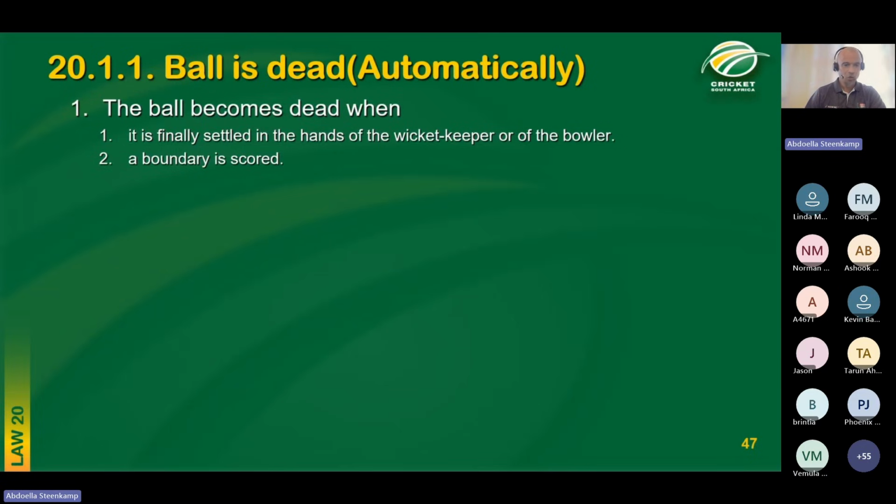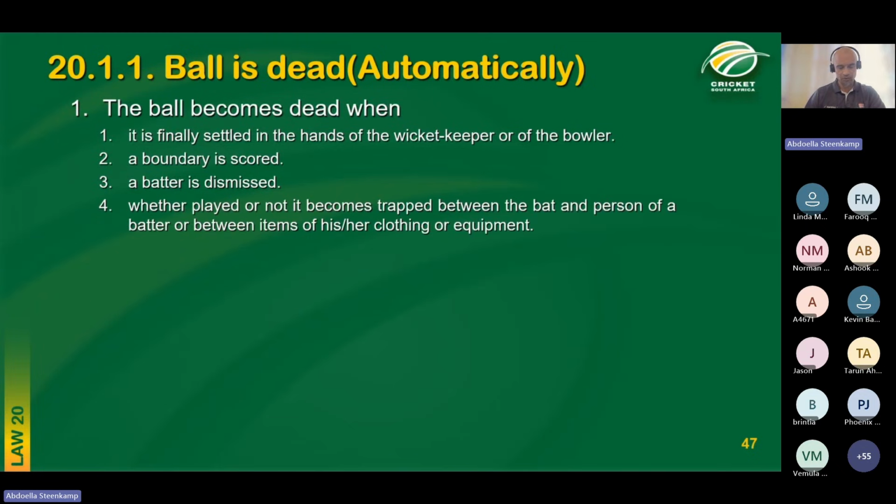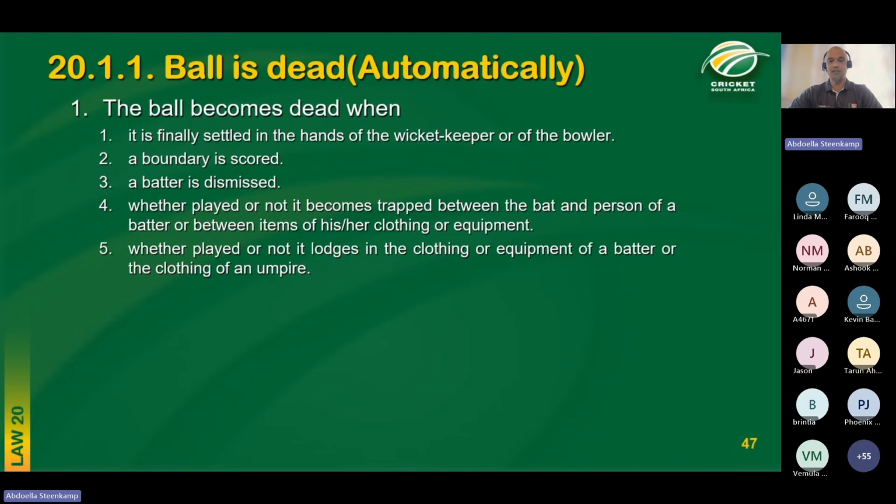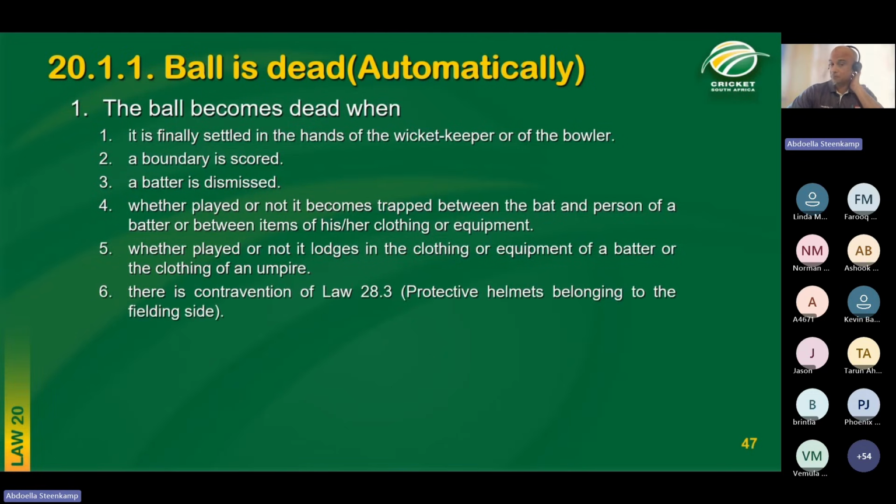When a boundary is scored, as soon as a boundary 6 or 4 is scored, the ball automatically becomes dead. As soon as a batter is dismissed, the ball automatically becomes dead. Whether played or not, if the ball gets trapped between the bat and person of a batter or between items of the batter's clothing or equipment, the ball automatically becomes dead. Whether played or not, if the ball lodges in the clothing or equipment of a batter or even the clothing of an umpire, the ball automatically becomes dead.